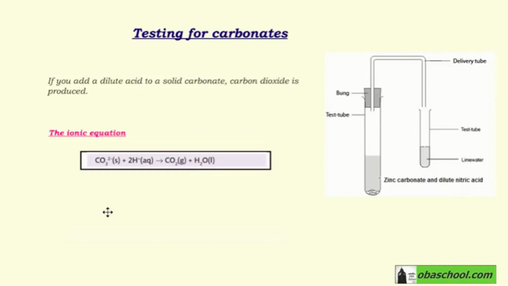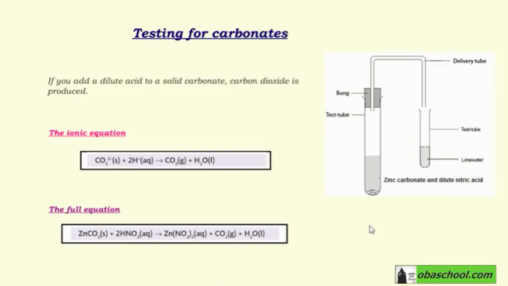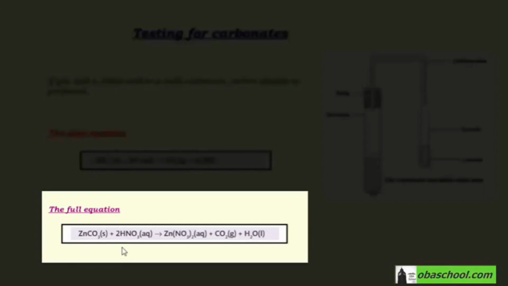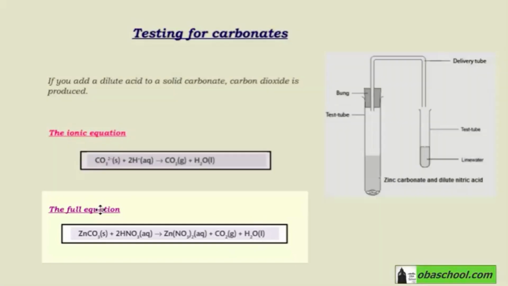The full equation is the reaction between zinc carbonate and dilute nitric acid. So zinc carbonate plus dilute nitric acid reacts to give zinc nitrate plus carbon dioxide plus water. So this is the full equation. It is very important to study both the ionic and the full equations.